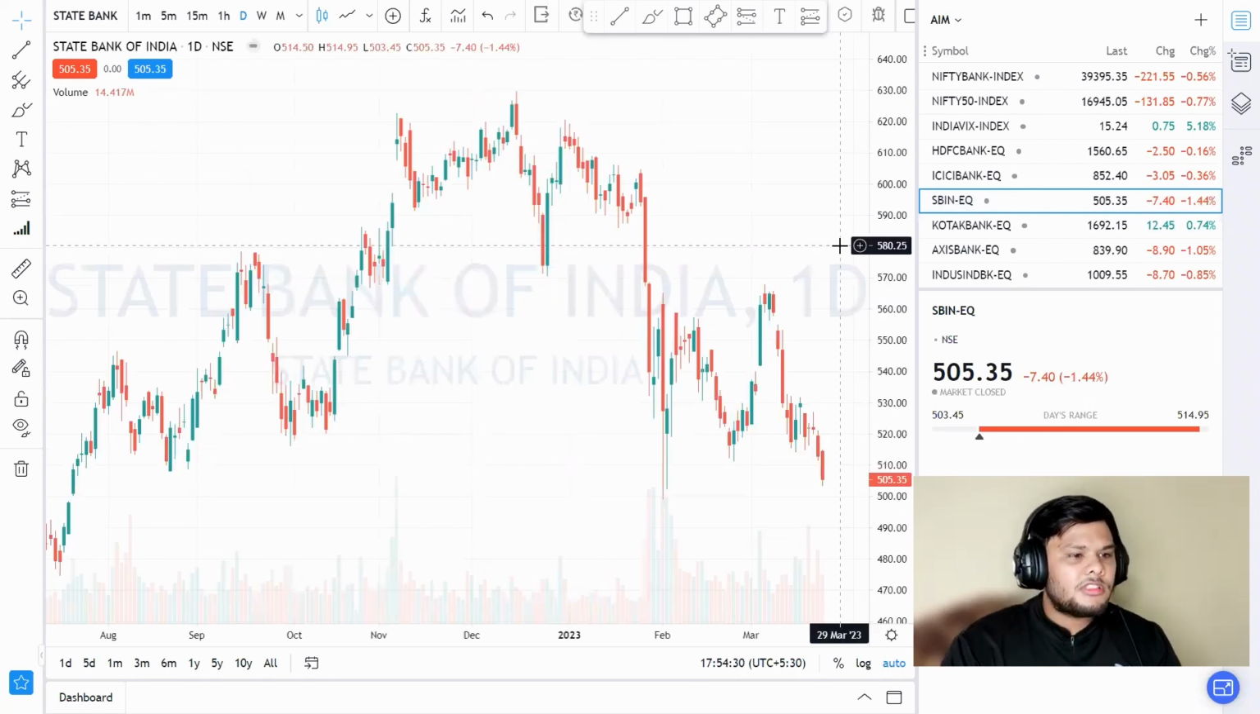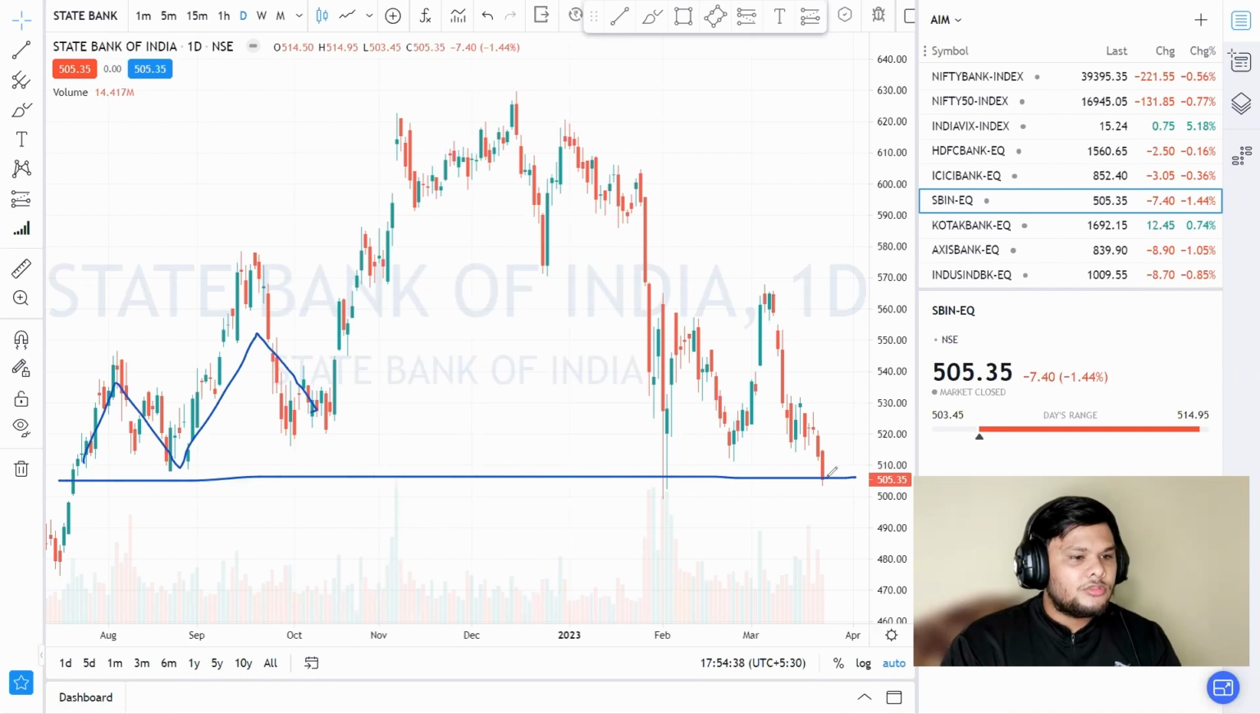In SBI Bank, you can clearly see that it tried to close below that 500 level, which previously acted as a major support level. So it needs to close below that for taking any kind of selling trade. So in this week, if it trades below that 500 level, then you can expect some selling pressure here, and the target we can set to 470 level.